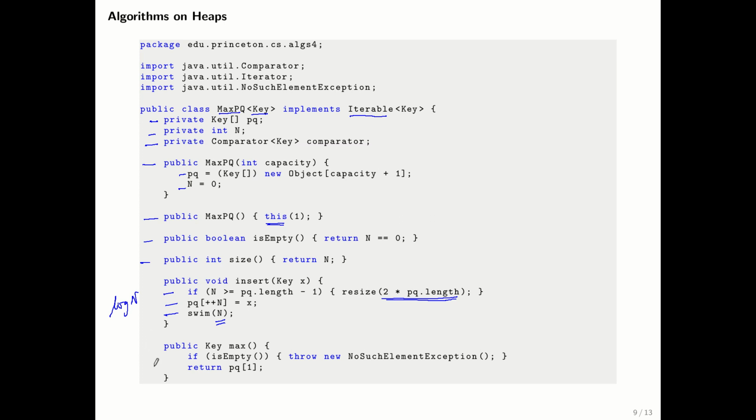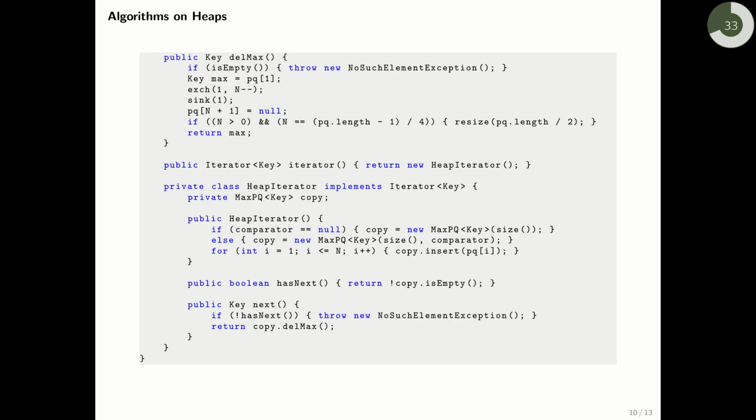What about max? Well, max is extremely straightforward. It's supposed to return the largest key in the heap. Where do we find the largest key? We find it at the root of the heap. And what's the root in the underlying array? Well, it's the very first element. So we simply return pq at 1. Of course, we first check if the queue is empty or not. If it is empty, we throw an exception. But if it is not empty, we simply return the item at the index 1, meaning the item at the root of the heap. Okay.